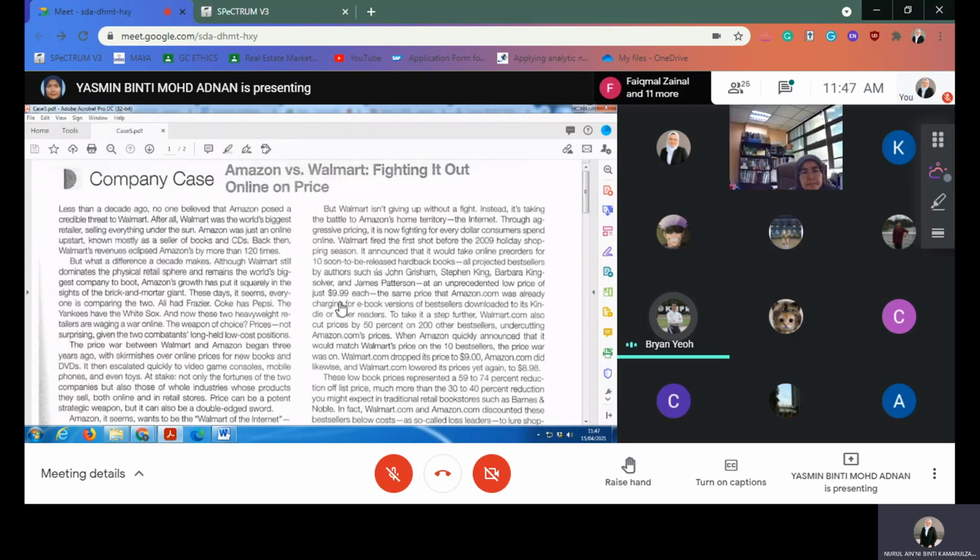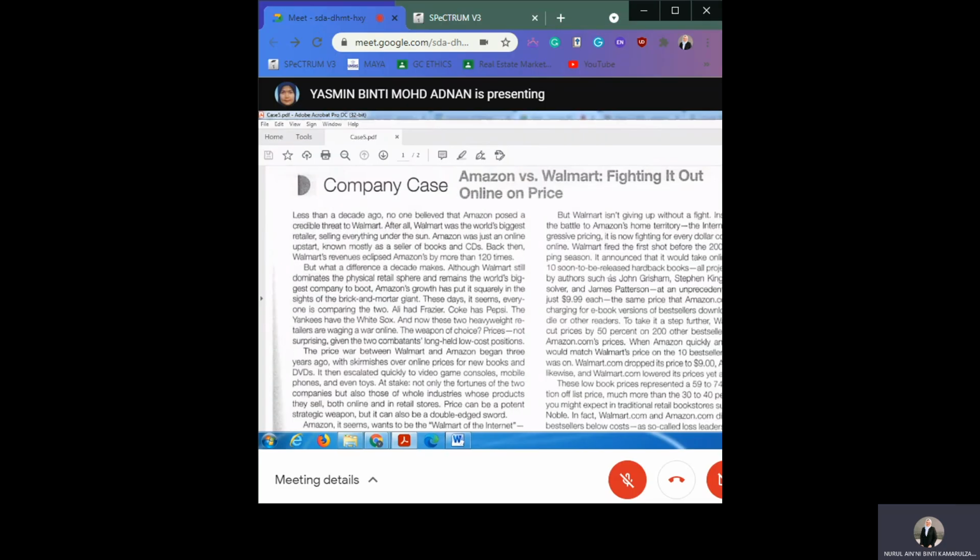But Walmart is not giving up without a fight. Instead, it is taking the battle to Amazon's home territory, the internet. Through aggressive pricing, it is now fighting for every dollar consumers spend online. Walmart fired the first shot before the 2019 holiday shopping season. It announced that it would take online pre-orders for 10 soon to be released hardback books, all projected bestsellers by authors such as John Grisham, Stephen King, Barbara Kingsolver, and James Patterson, at an unprecedented low price of just $9.99 each. The same price that Amazon.com was already charging for ebook versions of bestsellers downloaded to its Kindle or other readers.